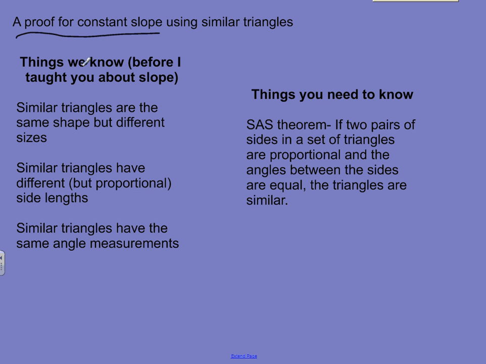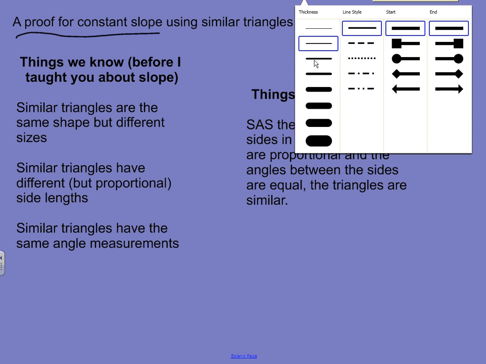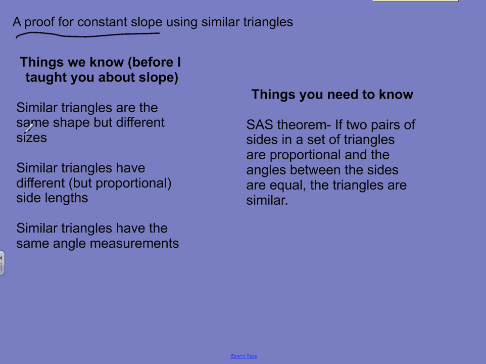Let's separate that into things we know and things we need to know. So before I taught you about slope, you should have known a little bit about similar triangles, hopefully. The things you should have known is that similar triangles or similar shapes are going to be the same shape and different sizes. Okay, so I might have triangle A and then triangle B, and they're the same shape, but one is bigger than the other. You also need to know that the side lengths on our similar triangles are going to be different, but that they will be in a proportional relationship to each other.